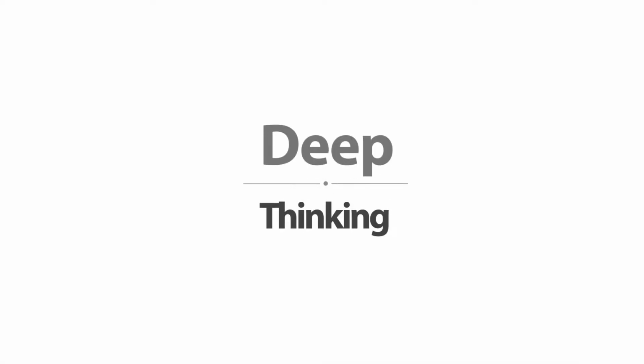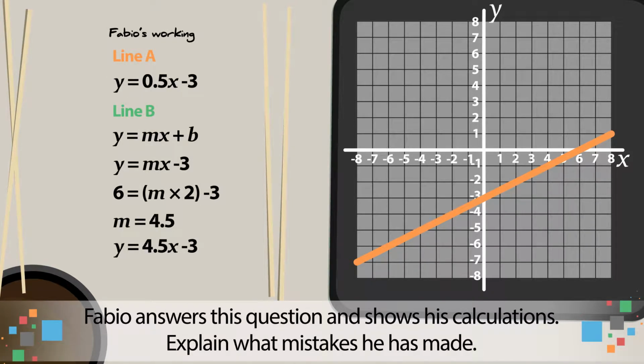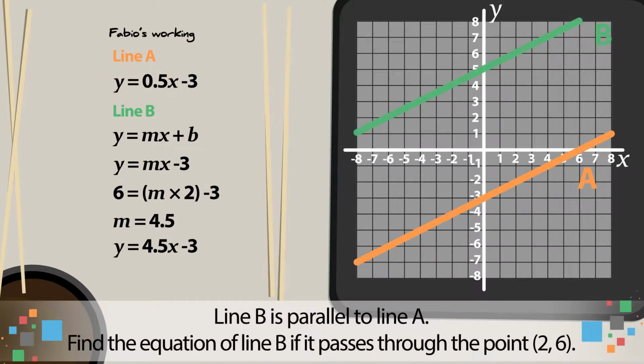Deep thinking. Fabio answers this question and shows his calculations. Explain what mistakes he has made. Line A has an equation of y equals 0.5x minus 3. Line B is parallel to line A. Find the equation of line B if it passes through the point 2, 6.